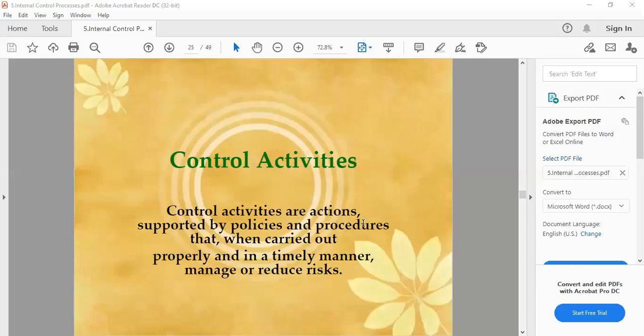Good day to all. This is our second part about internal control processes. So this is part two. And we begin with another interrelated component of internal control, that is control activities.